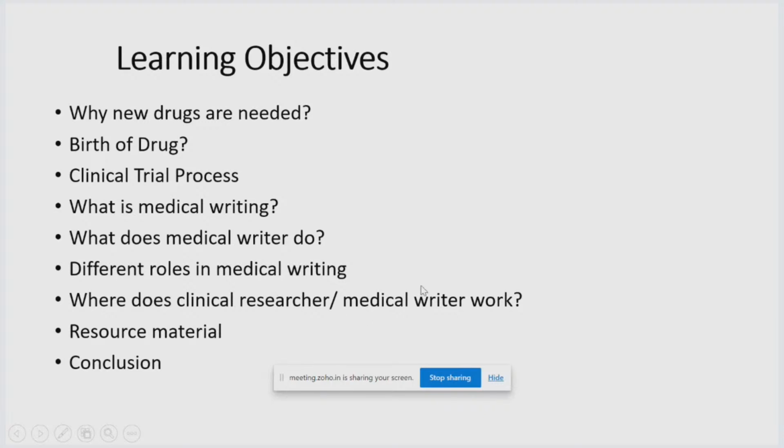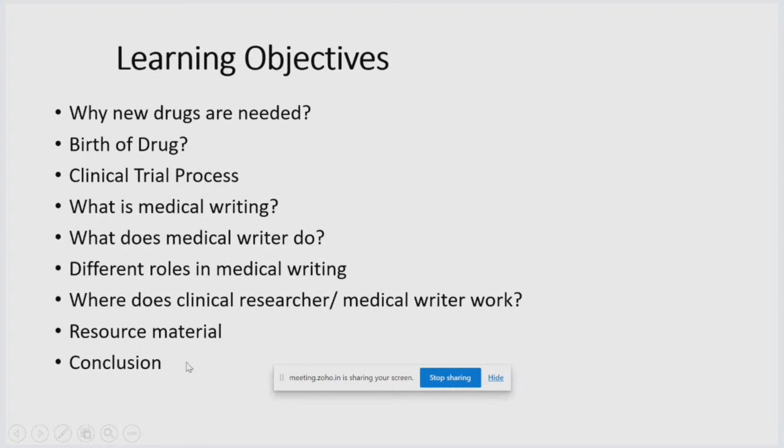Researcher or a medical writer, you can work, whoever primarily employs you. And then at the end we will also talk around what the resource materials are after today's webinar. If you want to explore a little more by your own, then where you can reach out, and the conclusion.